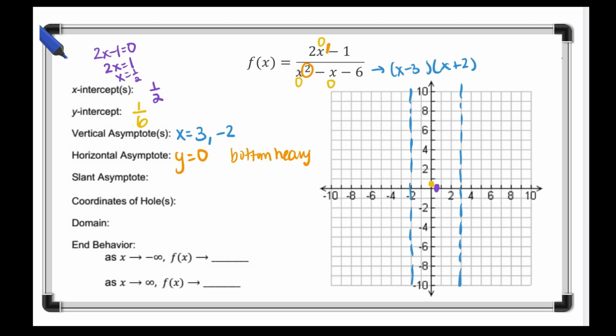You're going to look at your slant asymptote and see, is the degree of the numerator 1 greater than the denominator? No, that's not true, so you're going to write none. Then you look at the coordinates of finding the hole. The hole is where we look to see if we have any common factors in the numerator and denominator, which we do not have, so there's no hole there.